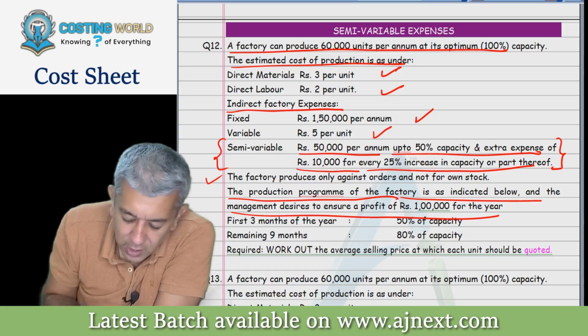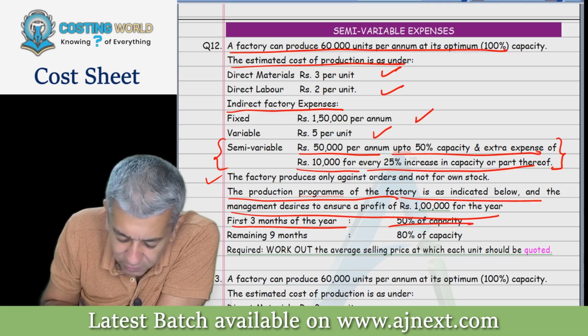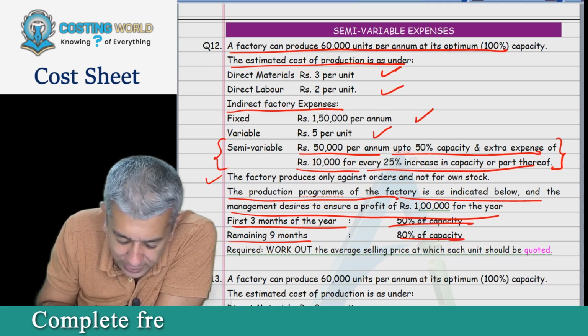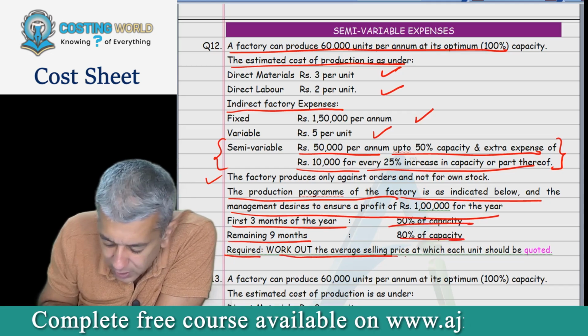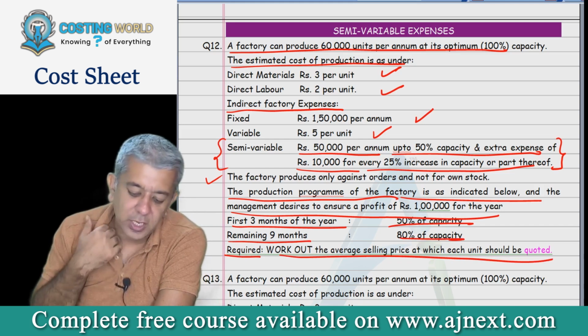First 3 months we are going to be operating at 50%. Last 9 months we are going to be operating at 80%. Work out the average selling price at which each unit should be quoted.